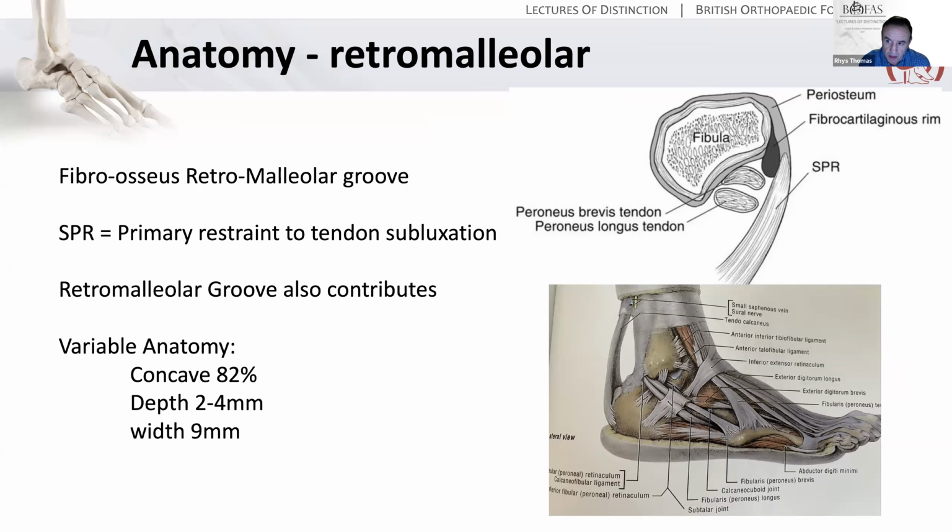So the superficial peroneal retinaculum tends to stick the tendons down in their fibro-osseous tunnel with the back of the fibula and blends with the periosteum.